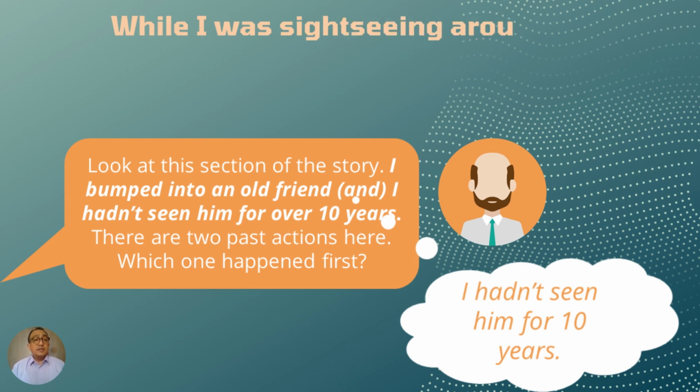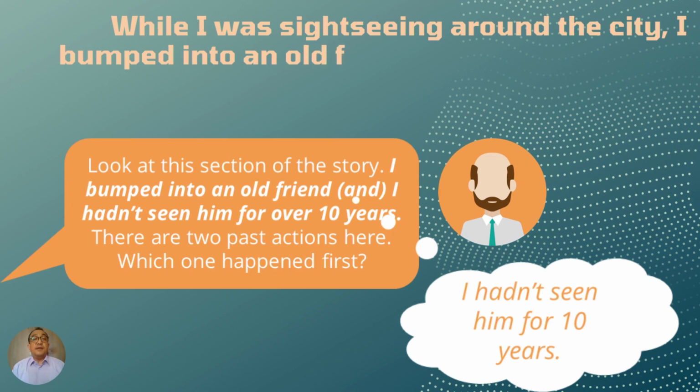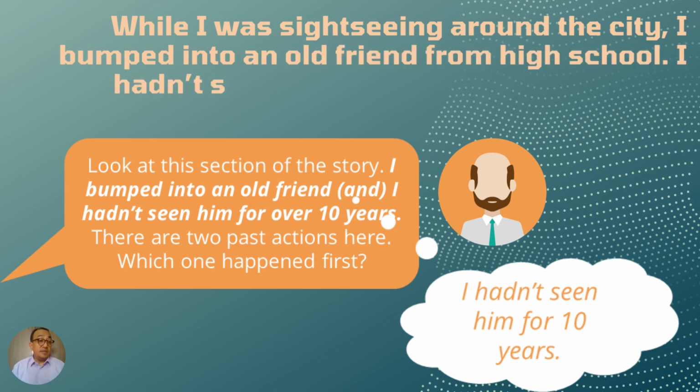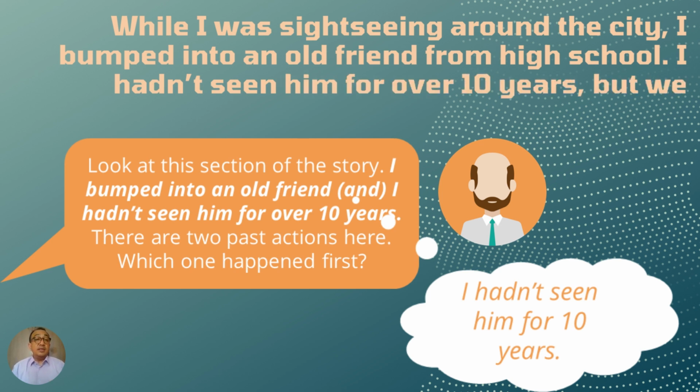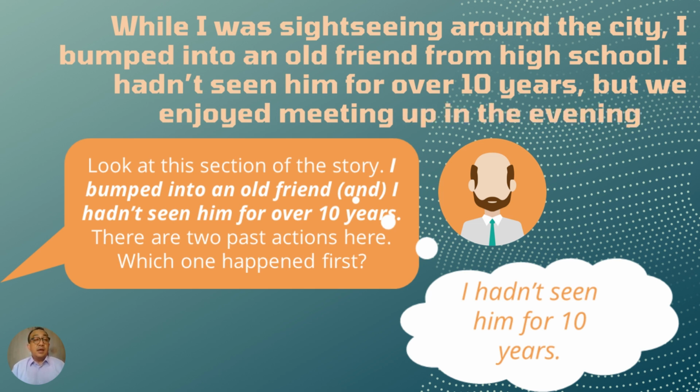The next question. Look at this section of the story again. I bumped into an old friend and I hadn't seen him for over 10 years. There are two past actions here. One is "I bumped into an old friend" in the simple past, and "I hadn't seen him for over 10 years" is in the past perfect.